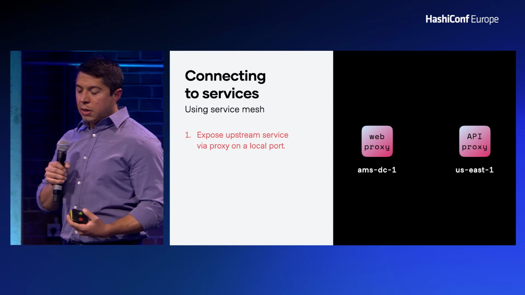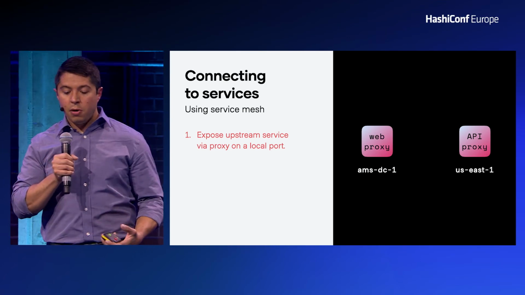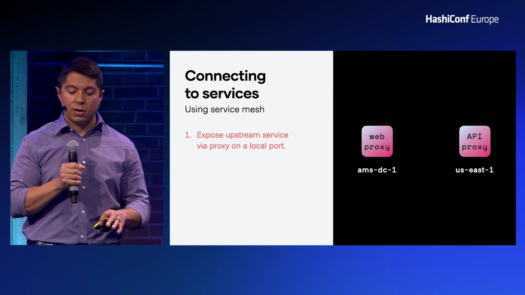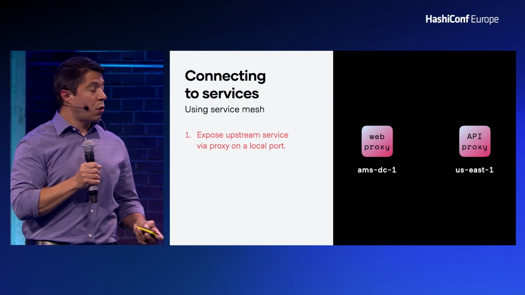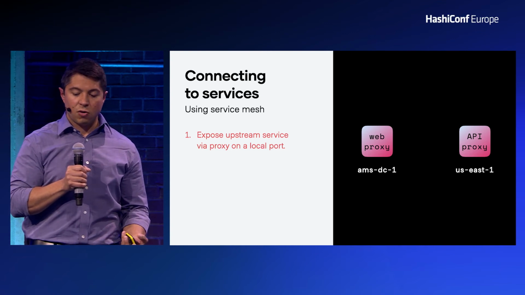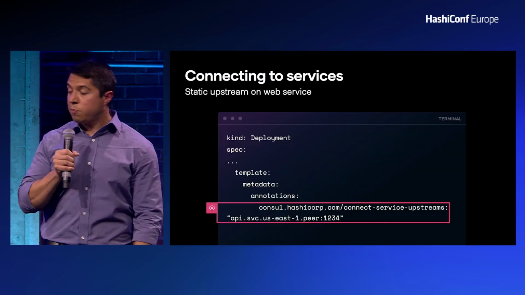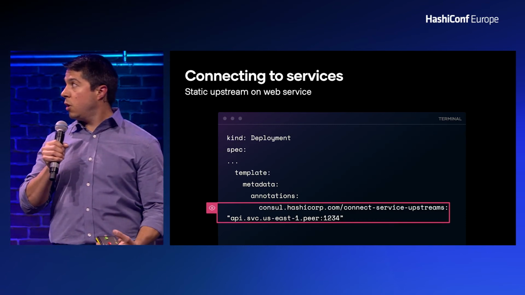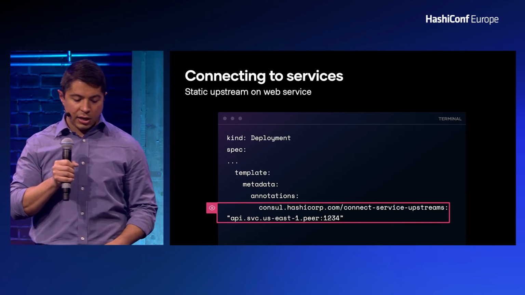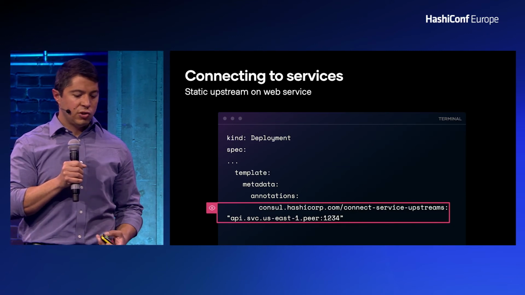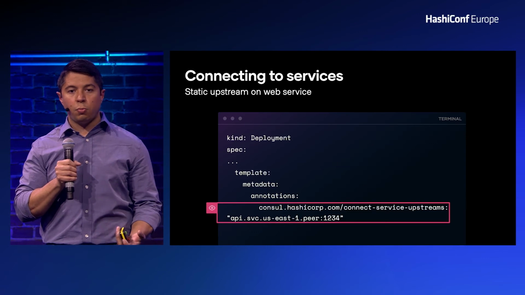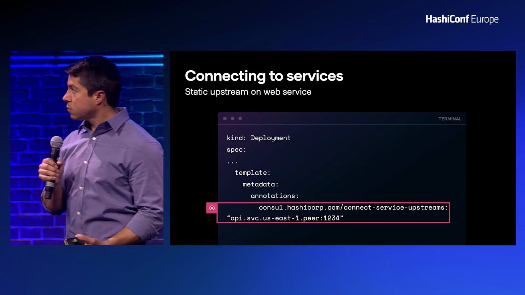In order to make this API service accessible by web, we're first going to configure the web service's proxy to route connections received on a specific local port over to the API service. We'll do this by adding the connect service upstreams annotation to the web's deployment in Kubernetes. This annotation specifies the name of the peered service that we want to expose and the local port that it should be made available on.